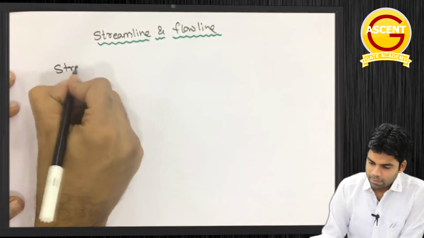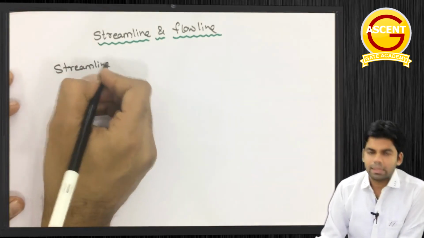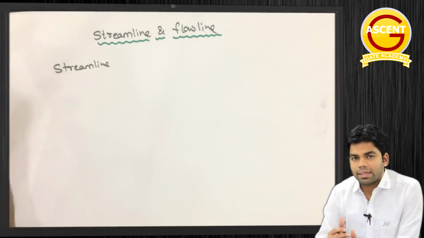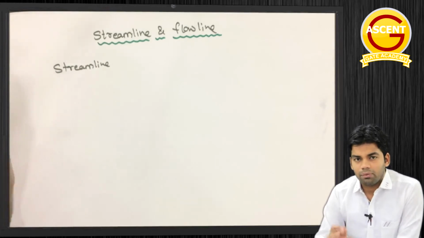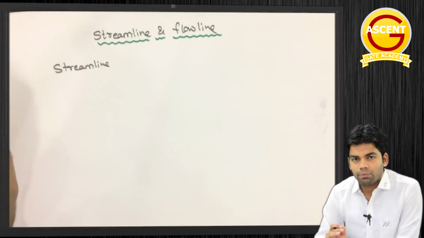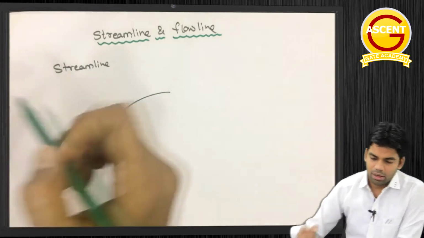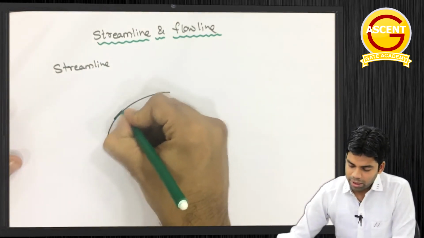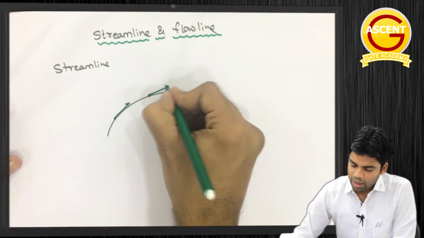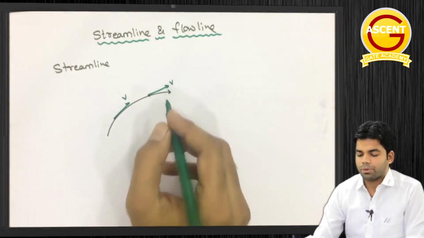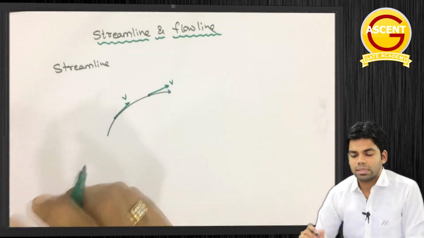Streamline is an imaginary line which is drawn in such a way that the tangent at any point will give the direction of flow, the velocity of flow at that particular point. Okay, the imaginary line such that if I draw a tangent at any point of that line, I will get the velocity of flow at that particular point. Such a line is called the streamline.